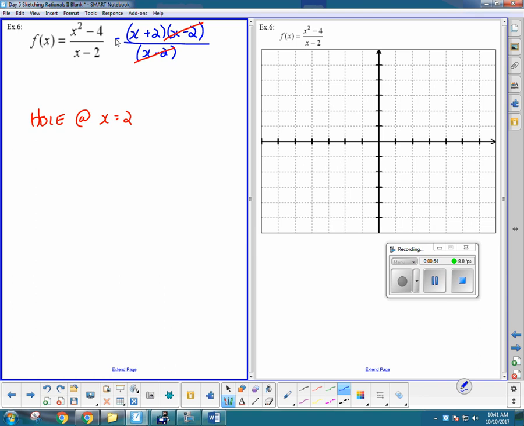And because it cancels, all I'm left with is just x plus 2. So this is just a line. The line is y equals x plus 2. I really don't need any other information. I know how to draw that line. If you really wanted, you could get the y-intercept is 2. You know that. The x-intercept is when y equals 0.